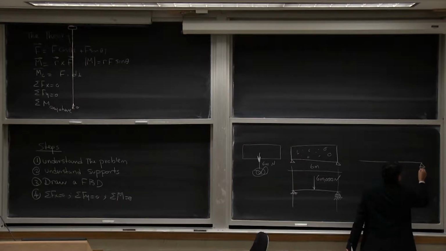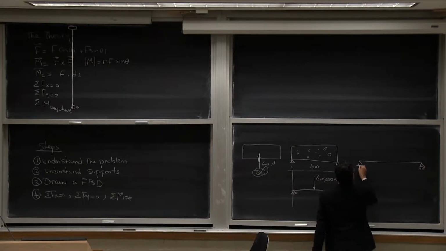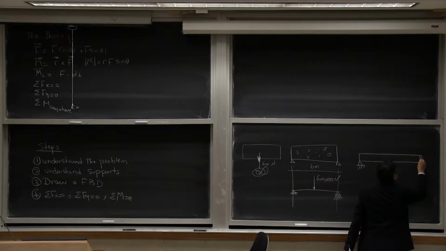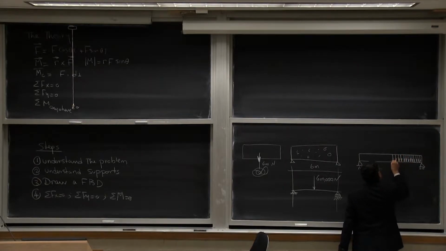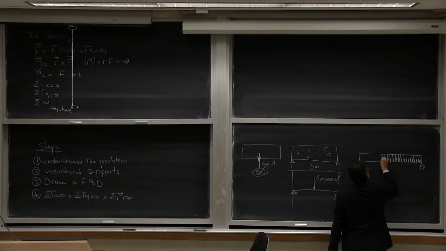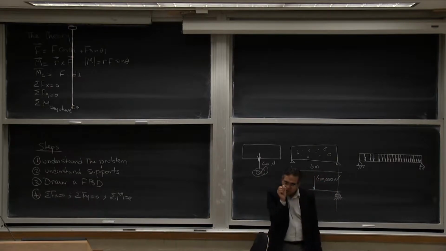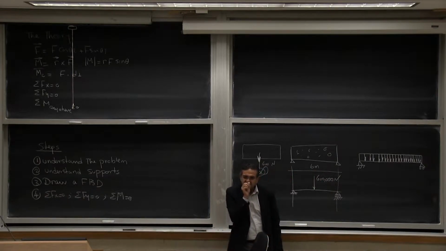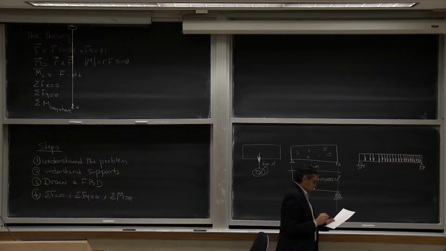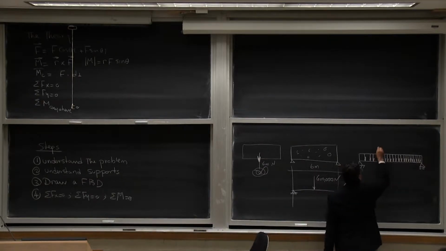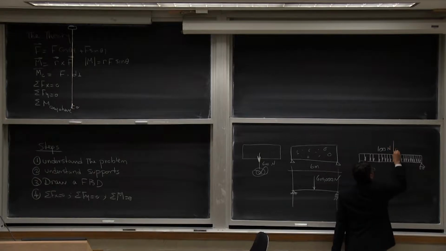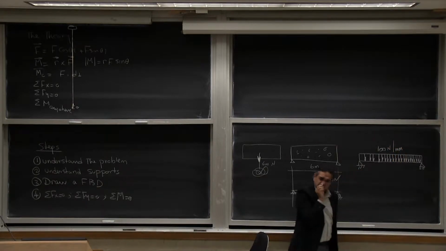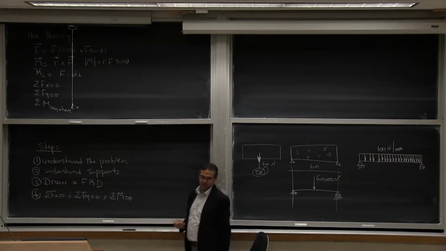The weight is actually several smaller weights that's everywhere, okay? It's not just a single weight. And if you want, you can say this is 100 Newton for every millimeter, because every millimeter of this beam is carrying part of the load.